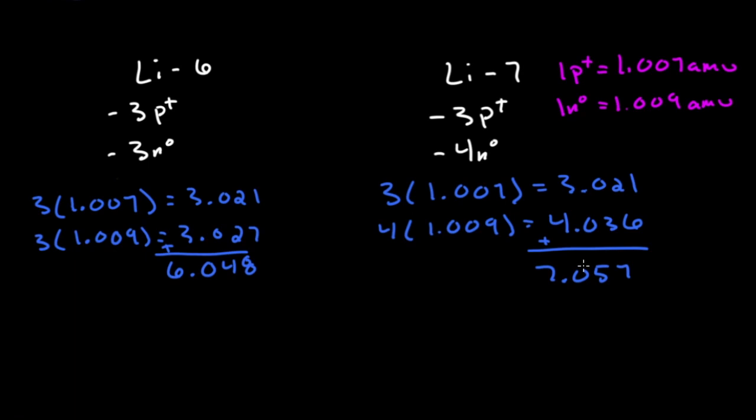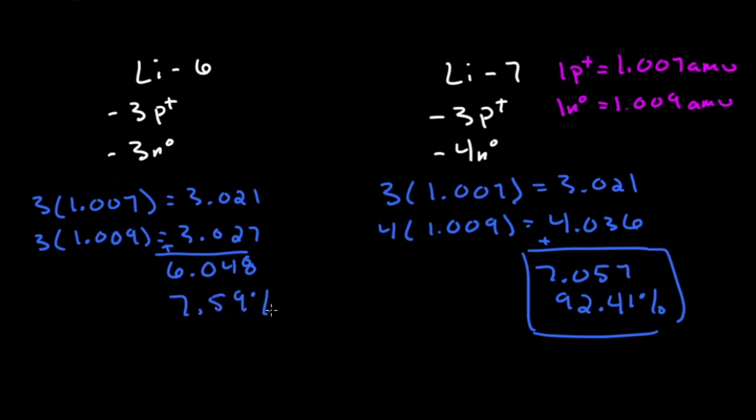The problem comes up where we don't know which number to put on the periodic table. So what we do is get an average of both of these, but we cannot just take these two numbers, add them up, and divide by 2. The reason is that lithium-7 is more abundant than this one. So this one's going to be about 92.41%, and this one over here is going to be about 7.59%. And so we have these two different versions of lithium.